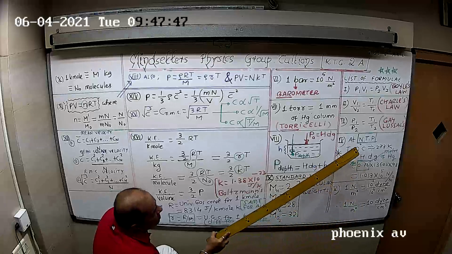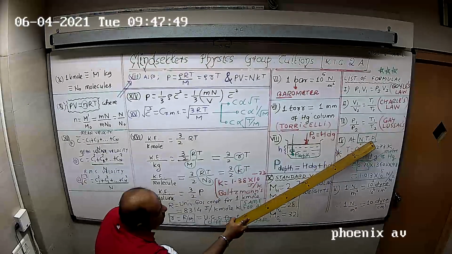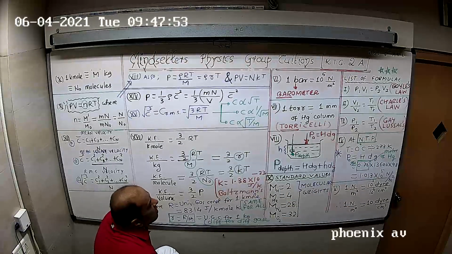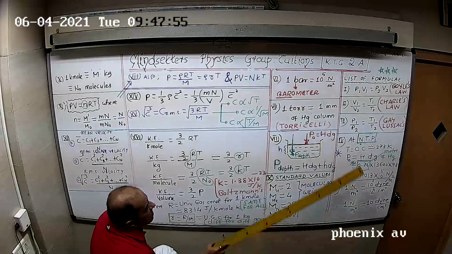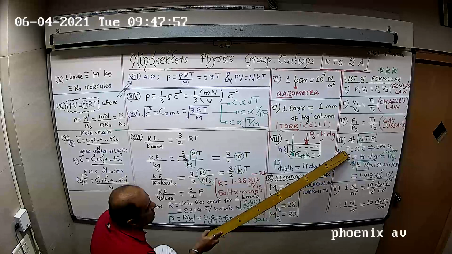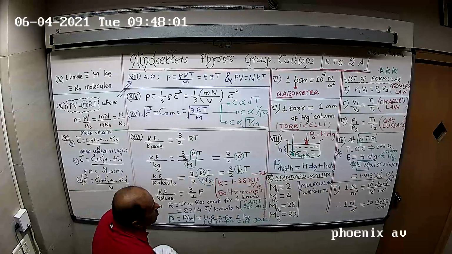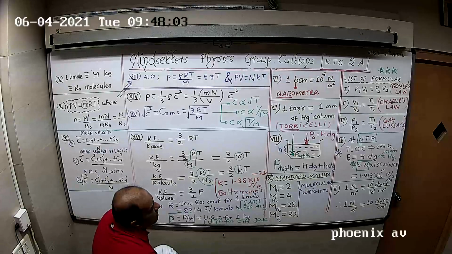Now, you have heard about this in the past also, at NTP, at normal temperature and pressure. The moment I use the words normal temperature and pressure, that means I am allowing you to take the temperature as 0 degrees Celsius, which is approximately 273 Kelvin, because as you know, it is 273.15.